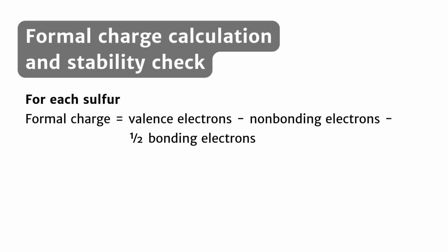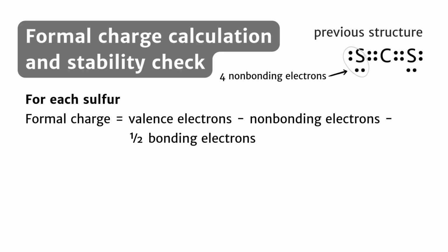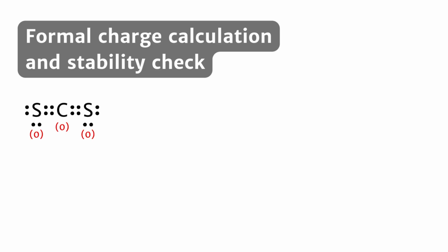For each sulfur atom, valence electrons equals 6, non-bonding electrons equals 4, and bonding electrons equals 4. So, the formal charge will be equal to 6 minus 4 minus half multiplied by 4, which equals also 0. The formal charges on the carbon and each sulfur atom are indicated, and it is evident that all atoms have a formal charge of 0. Therefore, this structure can be considered the final stable Lewis structure of CS2.